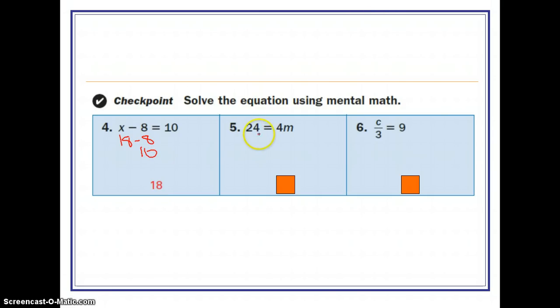Number 5. 24 equals 4 times what number? Well, I know 4 times 6 is 24, so 6 is my answer. Number 6. What number divided by 3 equals 9? 27 divided by 3 is going to equal 9. Your answer is 27.